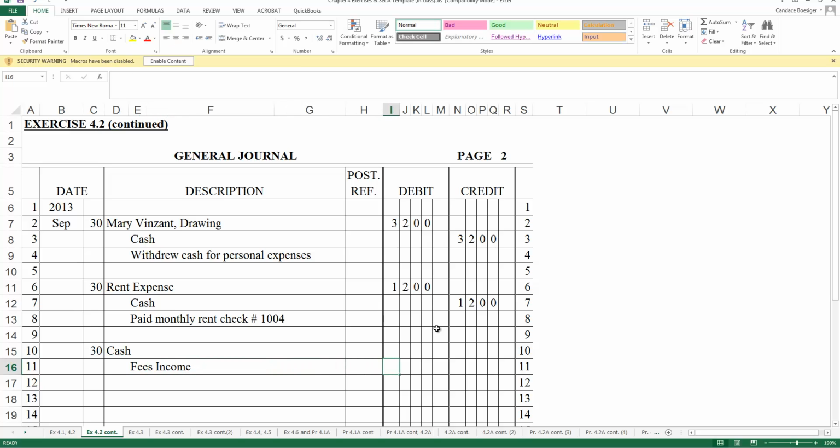And for the amount listed, $2,250. Performed services for cash.